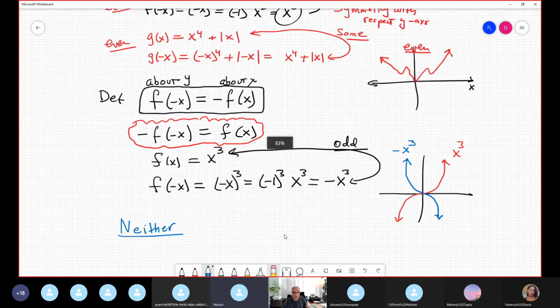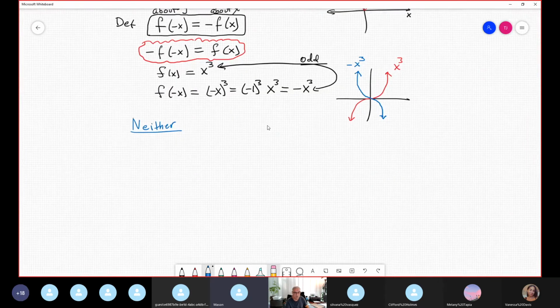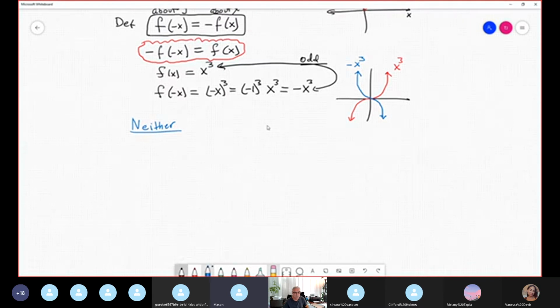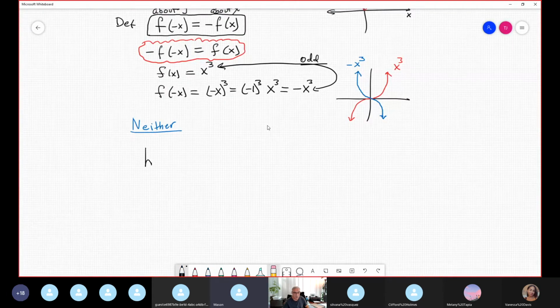Entonces, how do you create, for example, a neither function? Easy. Suppose that you combine one function like that, h of x equals x squared, que I know que es even, plus x cubed, que I know que es odd. And the combination of even and odd is obviously neither.